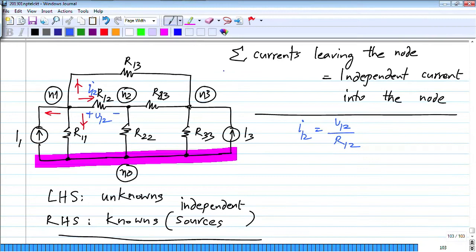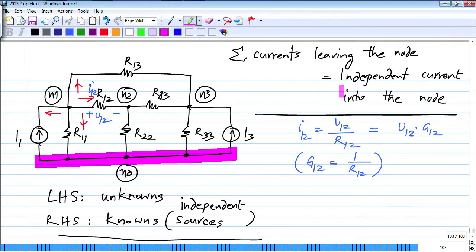Also, I don't want to keep on writing this thing in the denominator. So instead of this, I will use the conductance form of Ohm's law, which says that it is V12 times G12. Okay, so when I write this, it is implicit that G12 is 1 by R12. That is the conductance of this resistor. So I12 is the conductance G12 times the voltage V12. I will write it in this form because the equations will look neater. That's all. There is nothing fundamental about that.